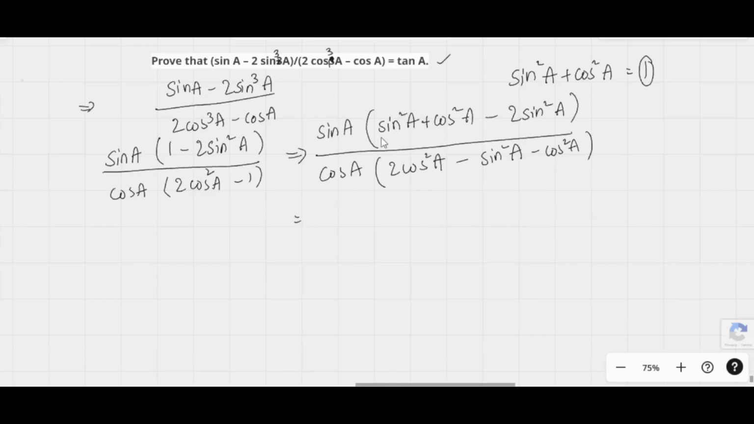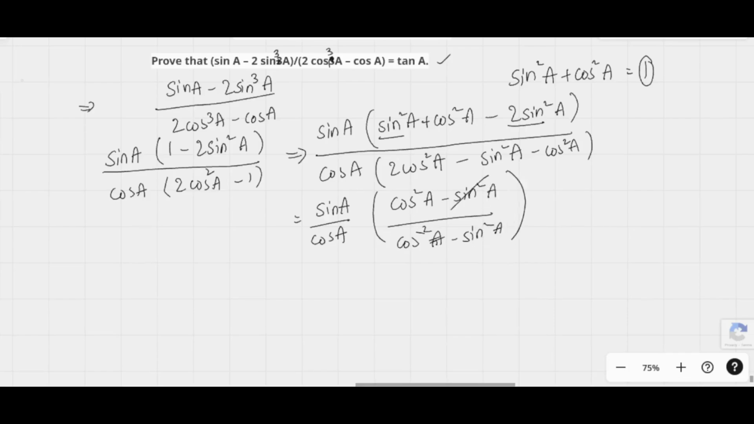So what is sine square minus 2 sine square? It will become minus sine square A, no? So 1 apple minus 2 apples becomes minus 1 apple, because minus is for the bigger one. Sin A by cos A, cos square A minus sin square A, and even here 2 cos square minus cos square becomes cos square A minus sin square A. Wow, both terms cancel. Sin by cos is tan A, hence it is proved.